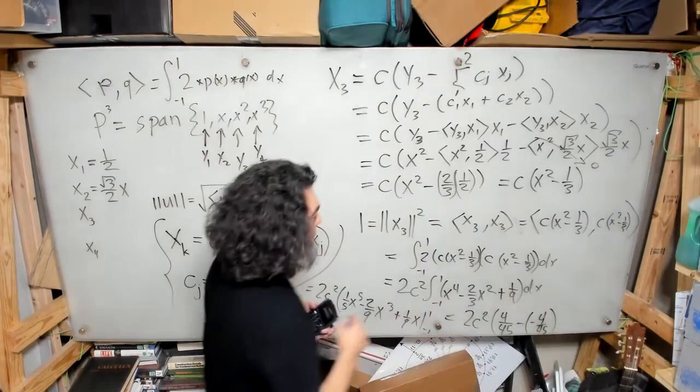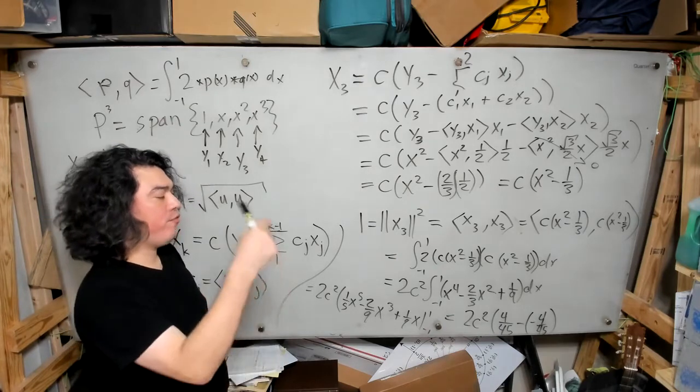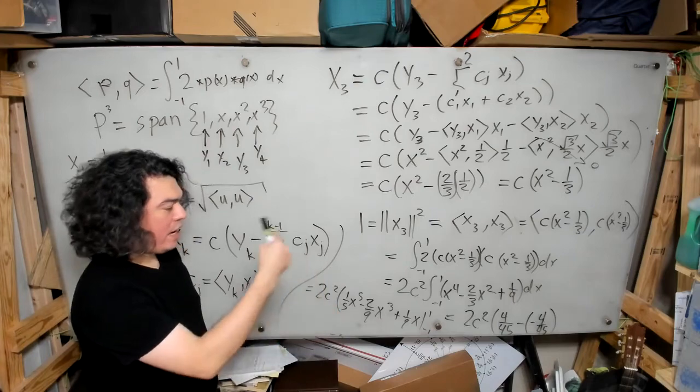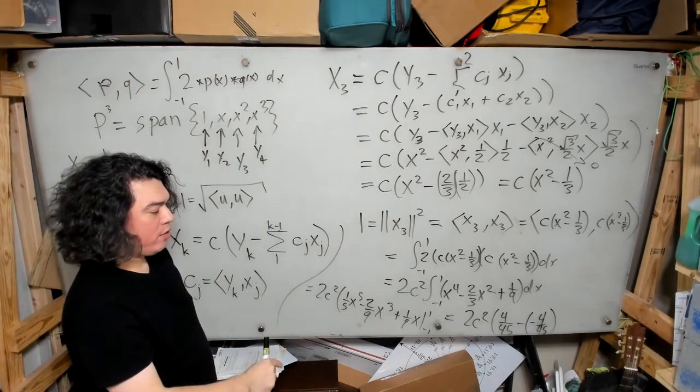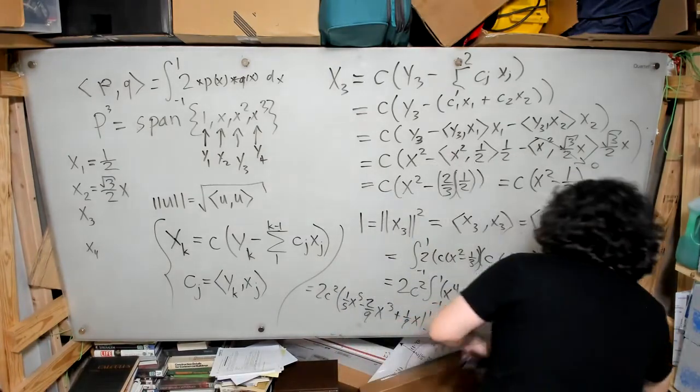So when you have 4 over 45 minus negative 4 over 45, that becomes 4 over 45 plus 4 over 45, which becomes 8 over 45. 8 times 2 is 16 over 45. So this simplifies to 16 over 45 c squared.